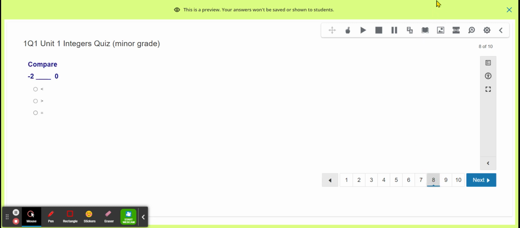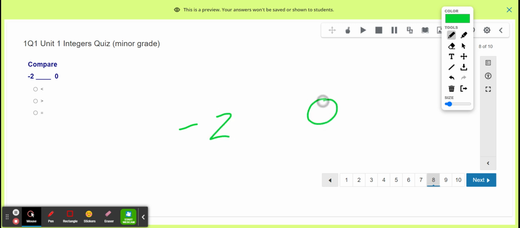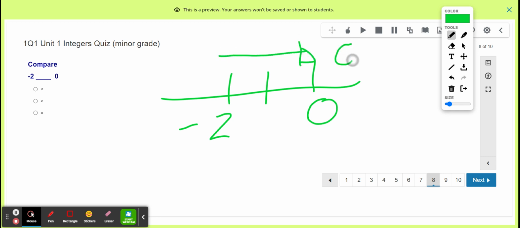-2 and 0. On a number line, going to the right is greater, and 0 is going to be greater than -2. -2 is below or less than 0.